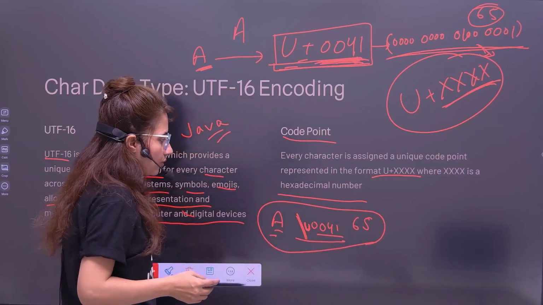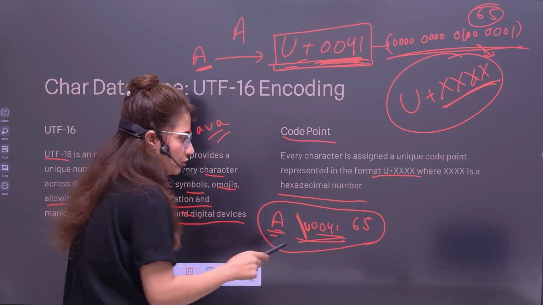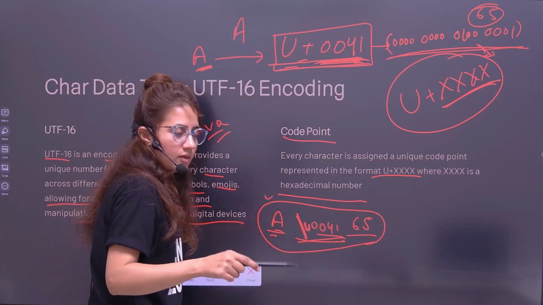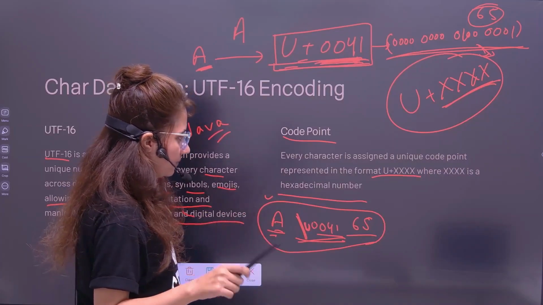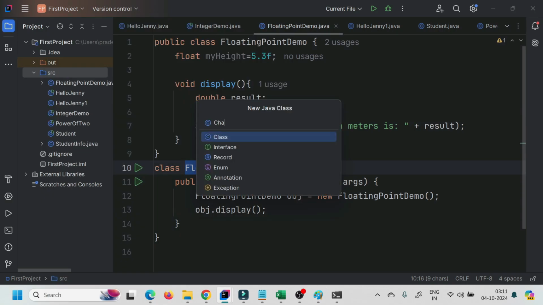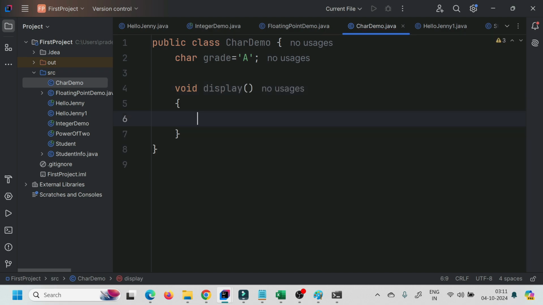Right? So we can assign a character using the literal, the Unicode character set, or this decimal value. How to initialize a character in these three ways, I'll show you with the help of a practical. So in the source file, let's create a new Java class and name it CharDemo. There we are taking a char, suppose grade, equal to A. And let's define a method here, display, and there we are just printing grade.